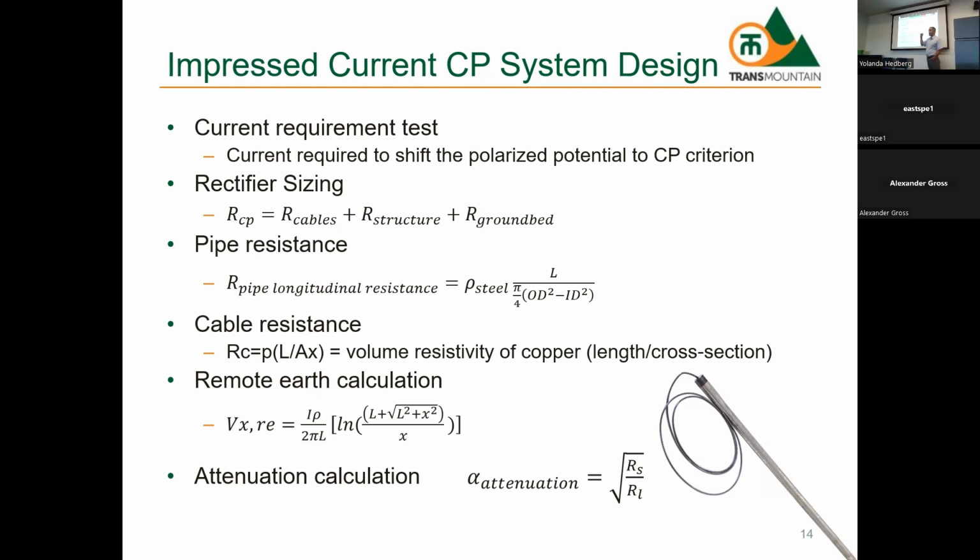But the condition of the coating would also matter, right? Yes. You also have the external surface. And then here you have the other factors of the soil, which affect the resistance to the earth at certain distances. So those are all taken into account. Yeah. Questions about impressed current systems?